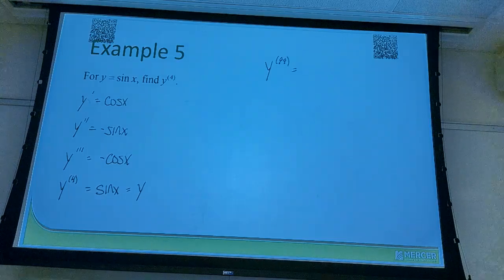What's the 99th derivative? Negative cosine. 99 is 3 mod 4. Well, that could be something I throw on the test to try and trick you.